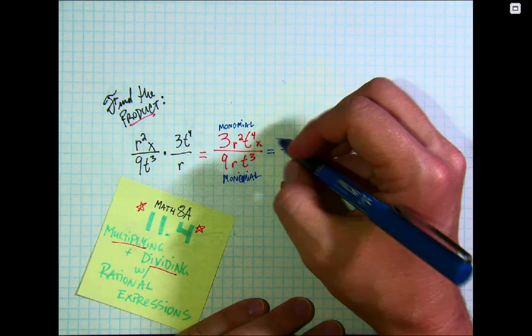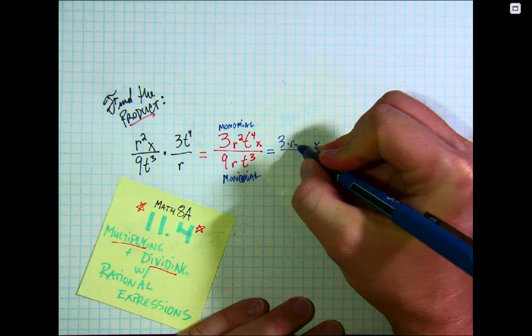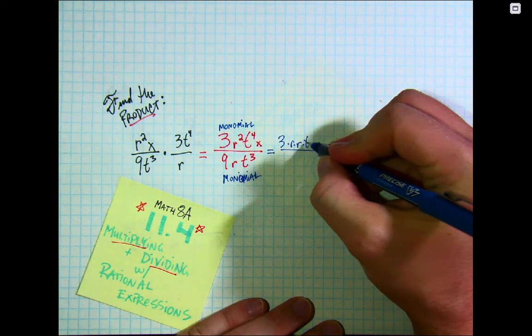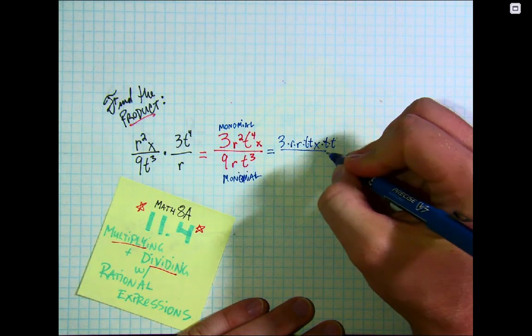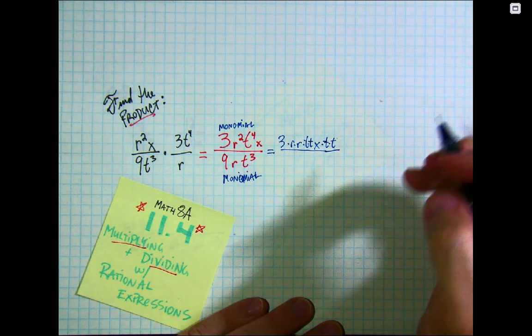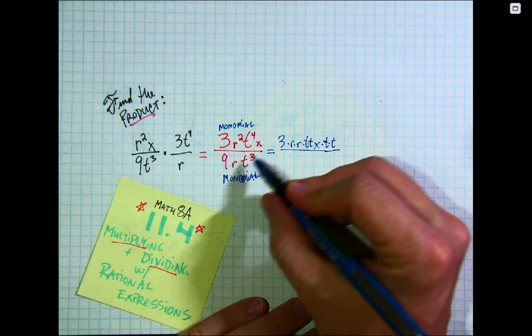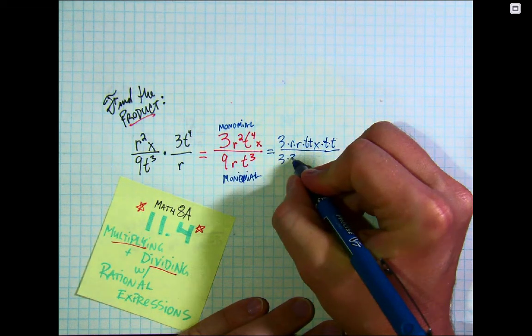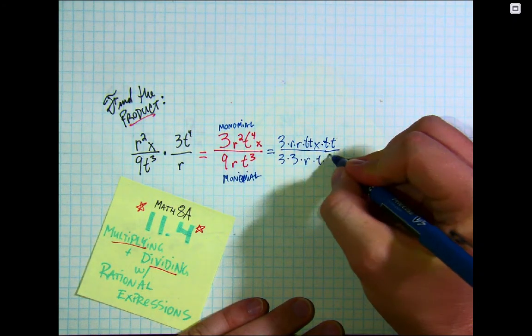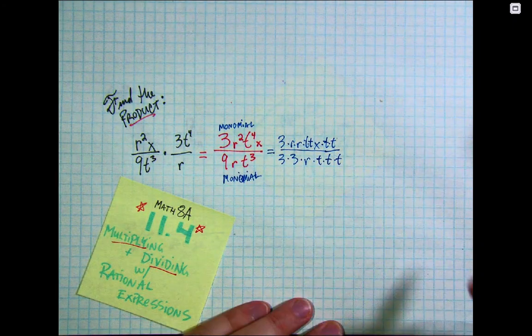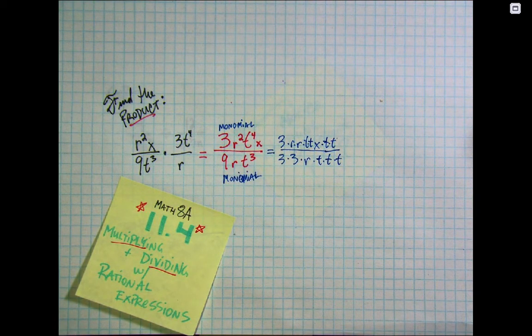So really this is like 3 times r times a bunch of t's. I ran out of space, so I'll put the other 2 t's here. Hopefully that kind of makes sense. And then on the bottom, you've got 9, which by the way is 3 times 3, times r times t times t times t. And now comes the fun part, the matching and the scratching.